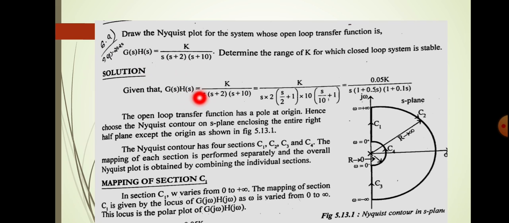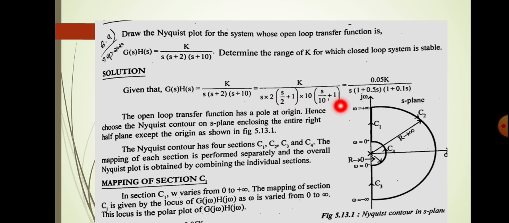Here G(s)H(s) is this one, and for the Nyquist plot analysis you need to write this equation in the form of 1 plus sT1, 1 plus sT2, etc. Here it is s plus 2. There is no term of the form 1 plus sT1. So you have to take this 2 outside the bracket. Also, in order to make it 1 plus sT form, you have to take 10 outside, so that you will get K divided by s into 2 into (s/2 plus 1) into 10 into (s/10 plus 1).